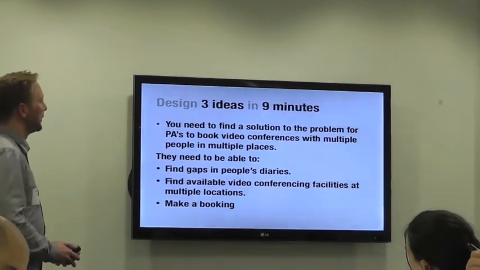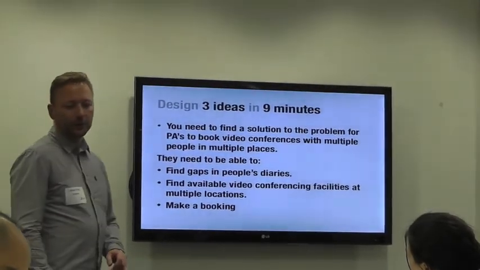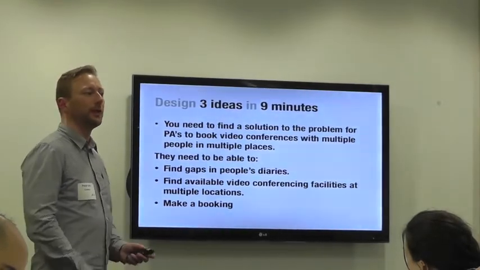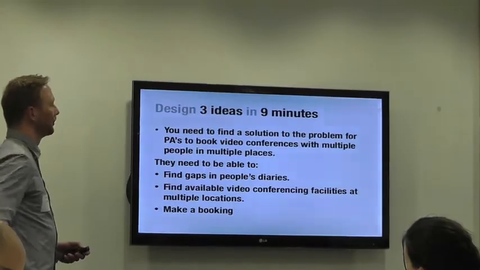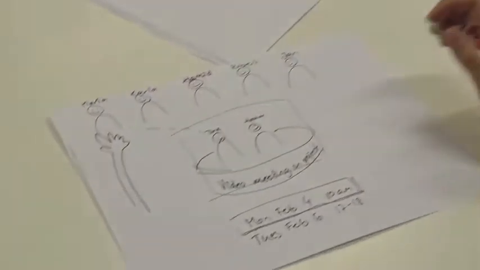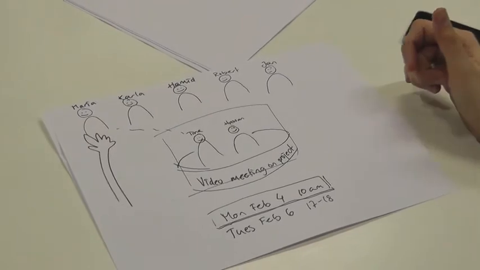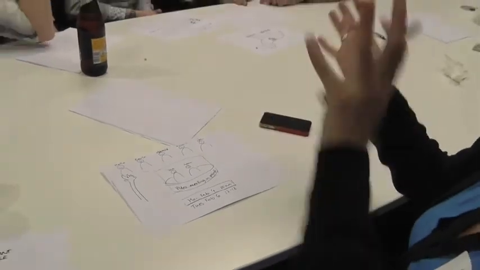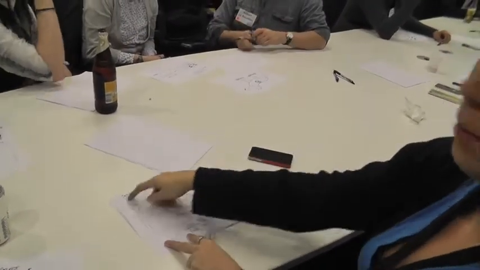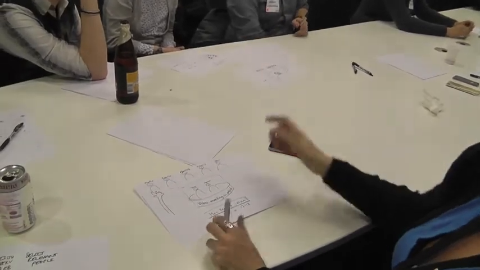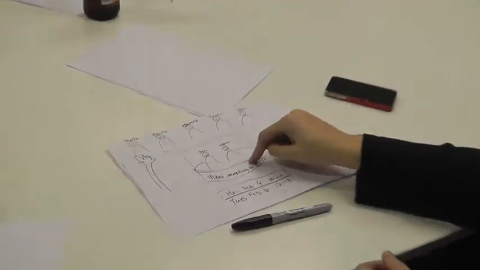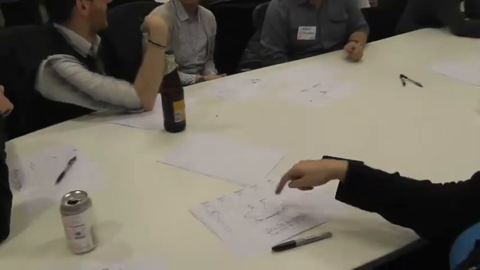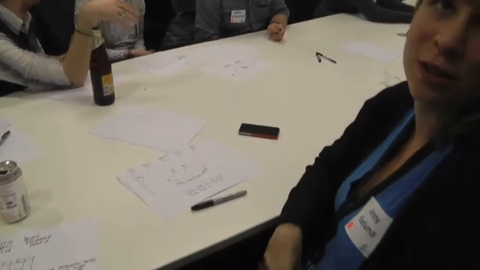So, this time I'm giving you 9 minutes to generate 3 ideas. I had the idea that if you're not constrained by physical devices anymore, you could just project something, reach out and grab it. These are all the people in my contacts. You can drag them into this box, which is a meeting. Google Plus kind of. Yeah, it's similar, but it's physical. And then that just spits out the times.